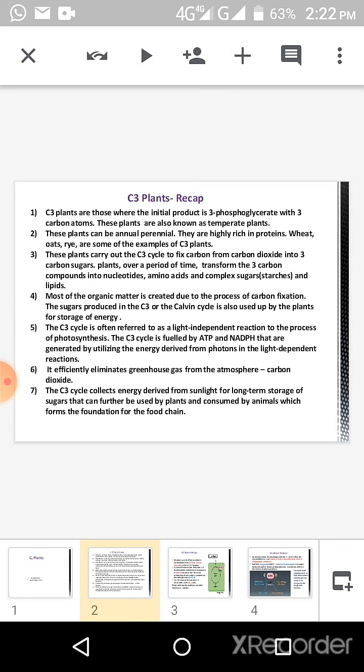The C3 cycle collects energy derived from sunlight for long-term storage of sugars that can further be used by plants and consumed by animals, which form the foundation of the food chain.